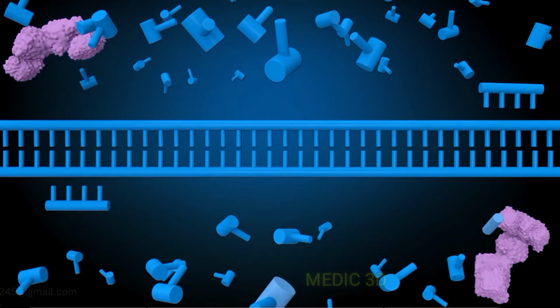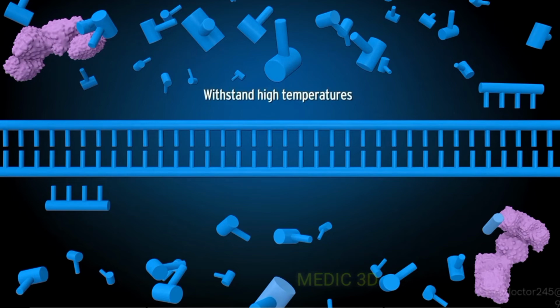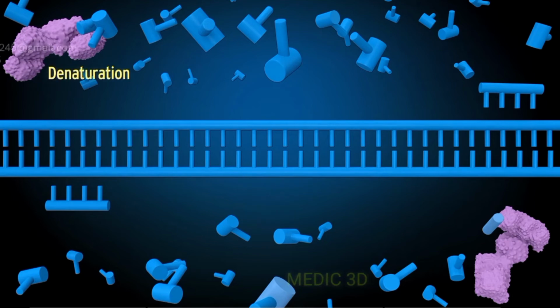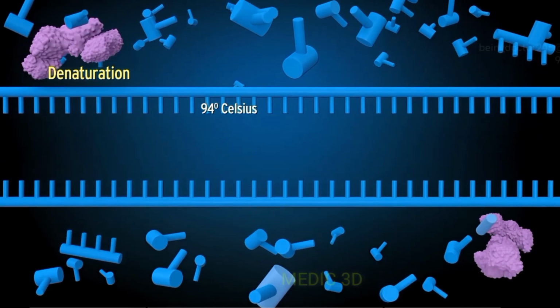The first and most commonly used one is Taq polymerase from the organism Thermus aquaticus. It is heat resistant and can withstand high temperatures. There are 3 steps in each PCR cycle: denaturation, annealing and extension. Denaturation. When the DNA is heated to about 94 degrees Celsius, the double-stranded DNA is separated into 2 strands.